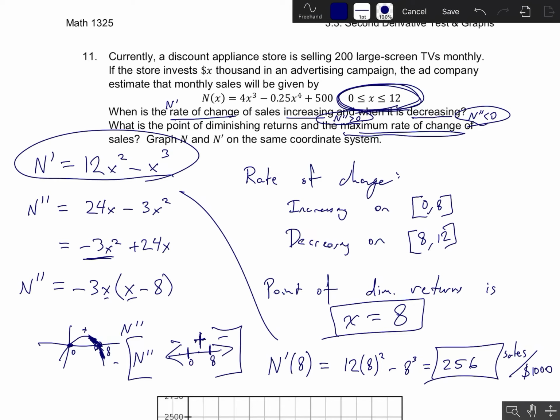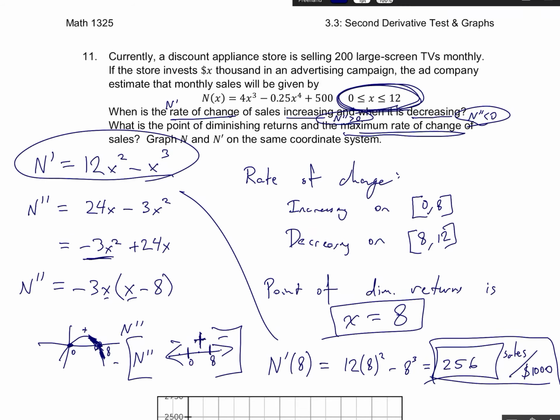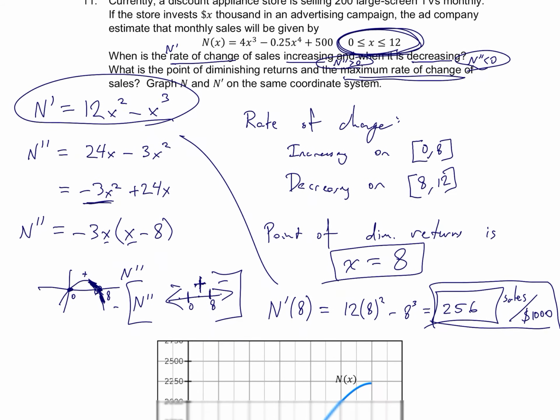So this means that the best bang for your buck that you could get would be 256 sales per $1,000 that you spend. After this point, you'll start getting more sales still, so if you continued to spend on advertising, you would continue to increase your sales, but you wouldn't get 256 sales per $1,000 that you spend, you would get a little bit less. So your money is not being quite as effective.